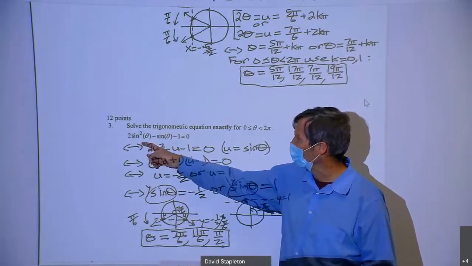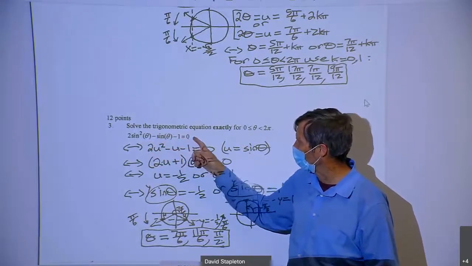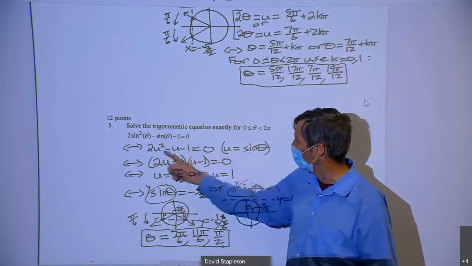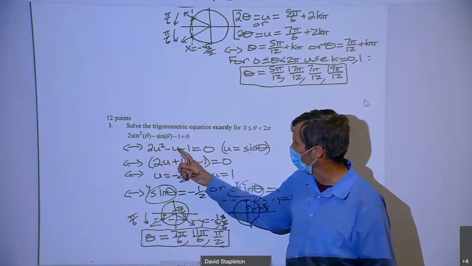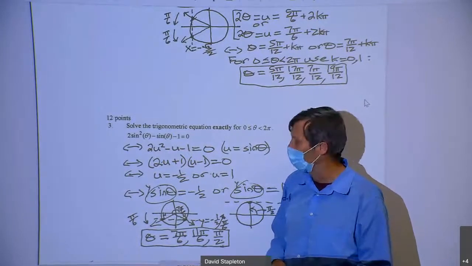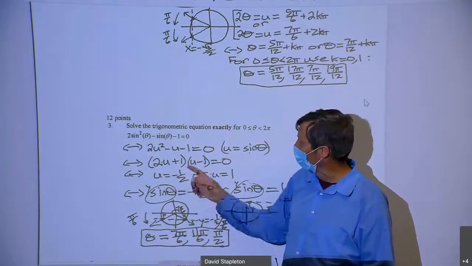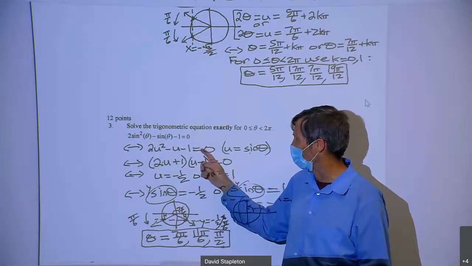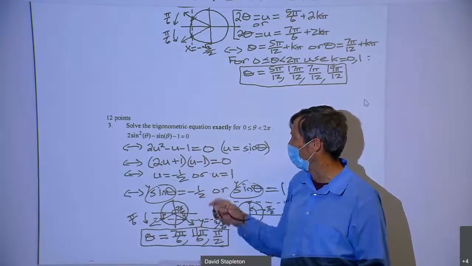Remember, if it's a trig squared plus b trig plus c equals 0, you substitute u equal to the trig function. It turns out it's 2u squared minus u minus 1 equals 0, a quadratic equation in u, right? Which we know how to solve. We can apply the quadratic formula immediately, or a lot of times when it's so simple like this, it's easier to factor. So I just factored.